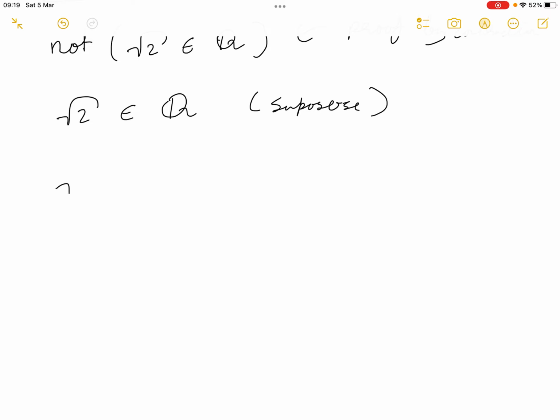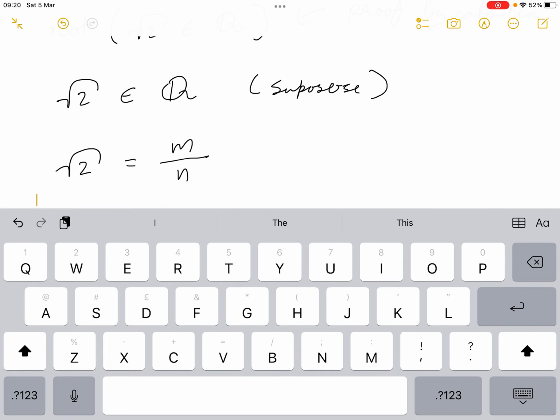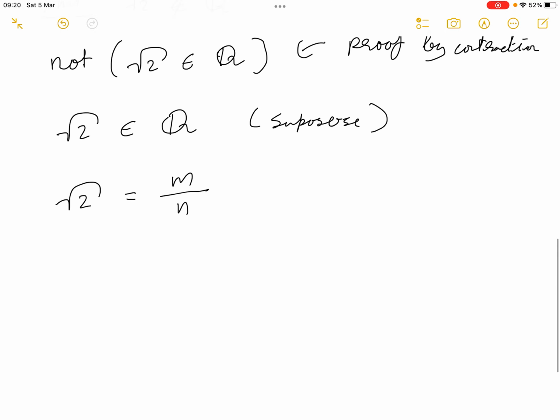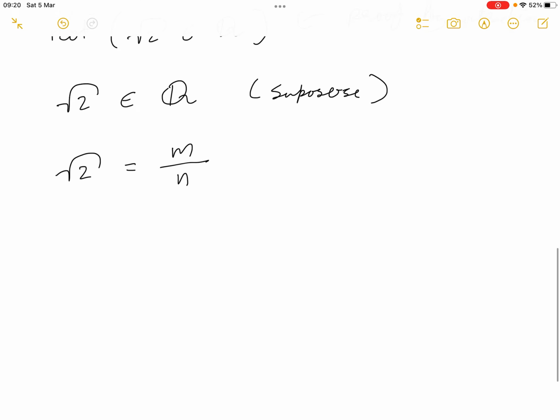Okay, so that means that we can find two numbers, m and n, such that m over n equals square root of 2, okay? But we can say something else too, and this will help us out in the contradiction, that m and n don't share any common factors.